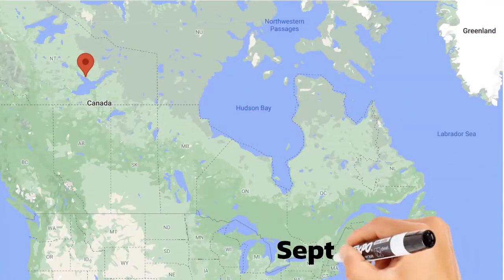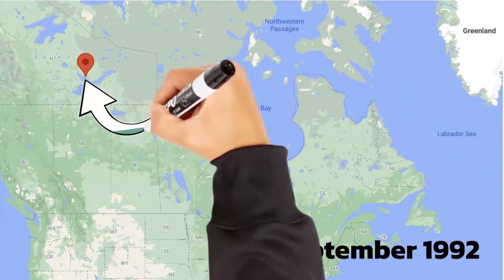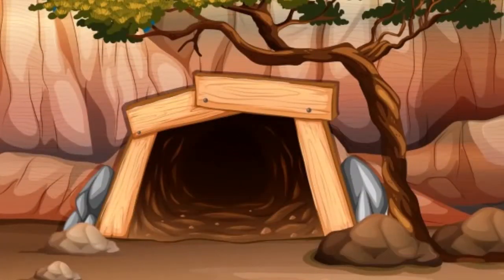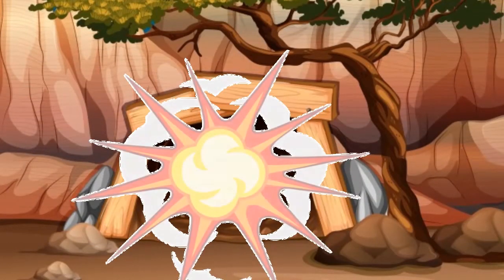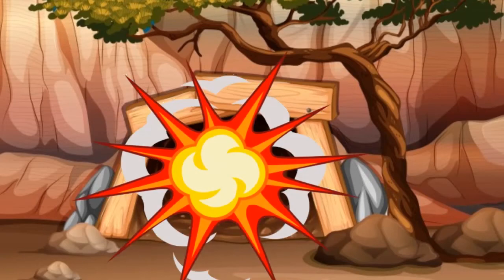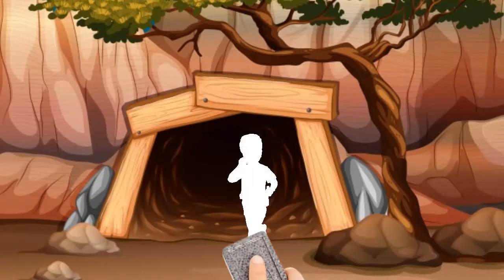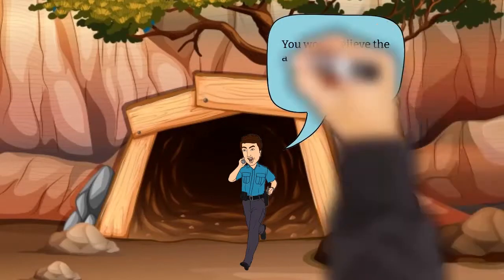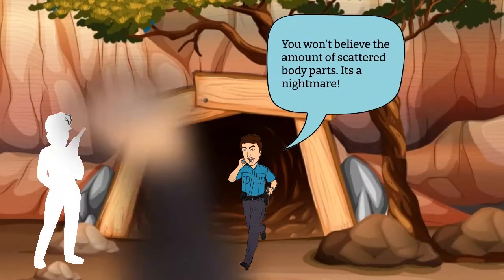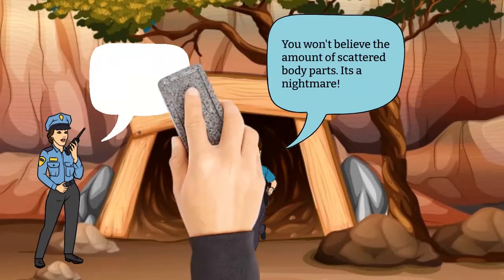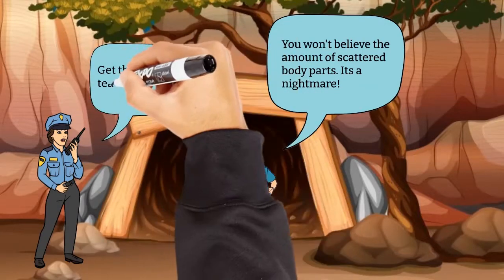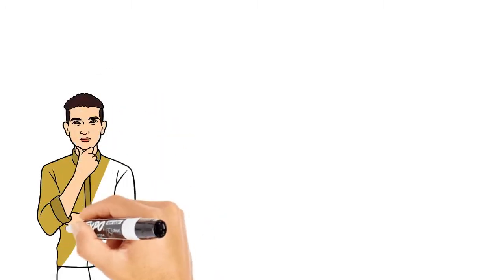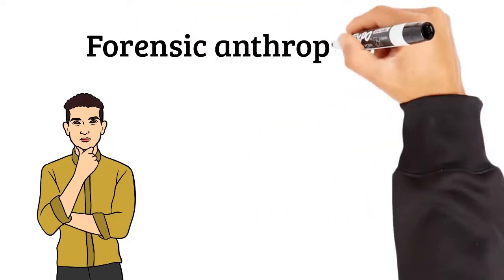In September 1992, in Yellowknife, Canada, a rail car hit a deliberately set bomb, resulting in an explosion that killed 9 miners and left investigators with a horrifying crime scene. Despite the scattered limbs, investigators were able to establish the identities of the deceased thanks to the science of forensic anthropology. But what is forensic anthropology and how does it help us?